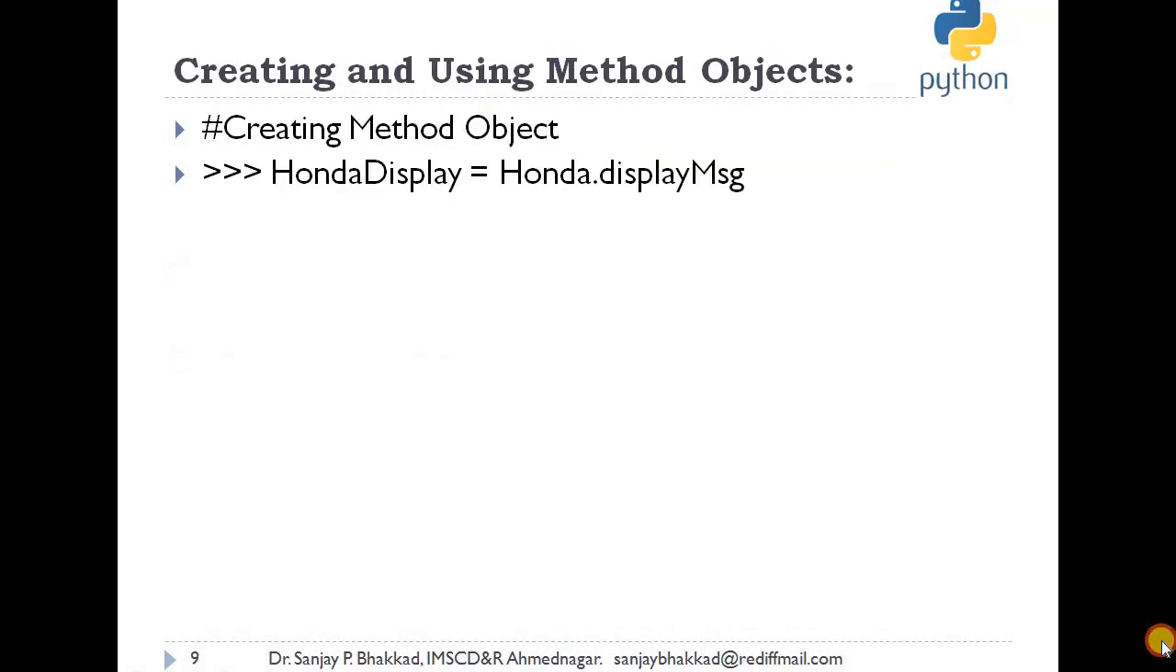So now the question arises: what is the use of these method objects, or how to create and use this particular method object? So let us see how to create and use these method objects. Method object creation is very simple. You can give some object name, and then the object name dot this particular method. So let us try.